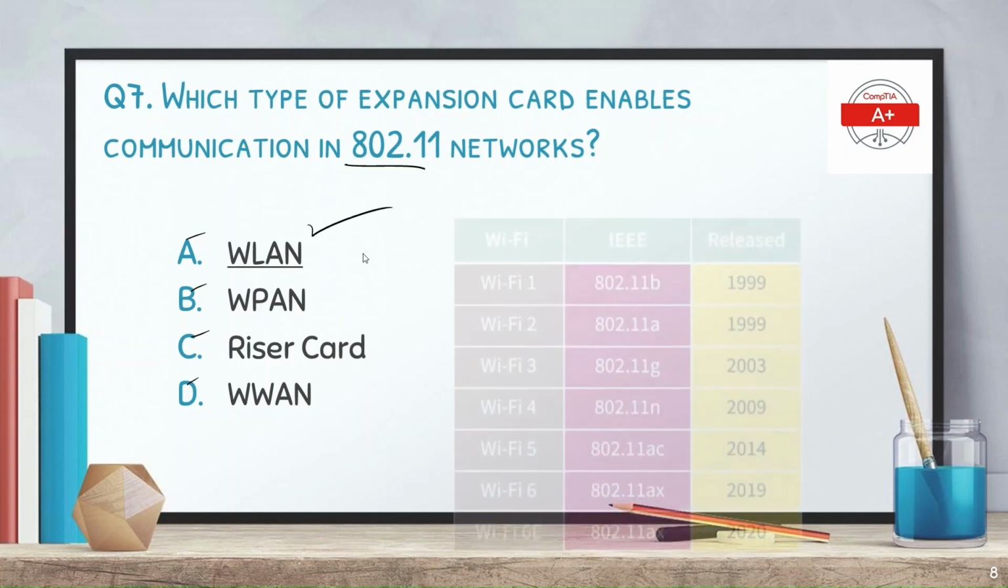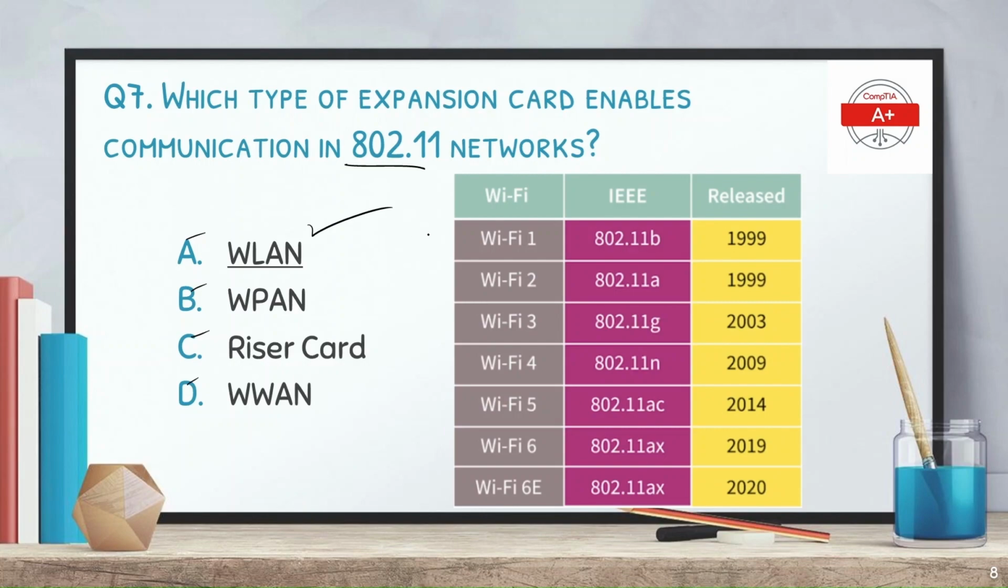So the wireless LAN basically refers to Wi-Fi, and these are the different Wi-Fi standards. These are their numbers and the years in which they were released. This is just for your info. So the 802.11 basically refers to the wireless local area network, LAN, also referred to as Wi-Fi.